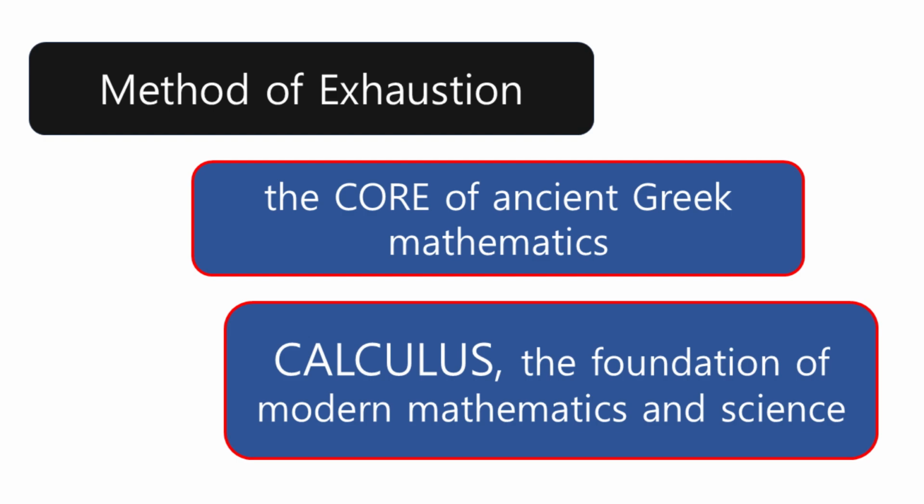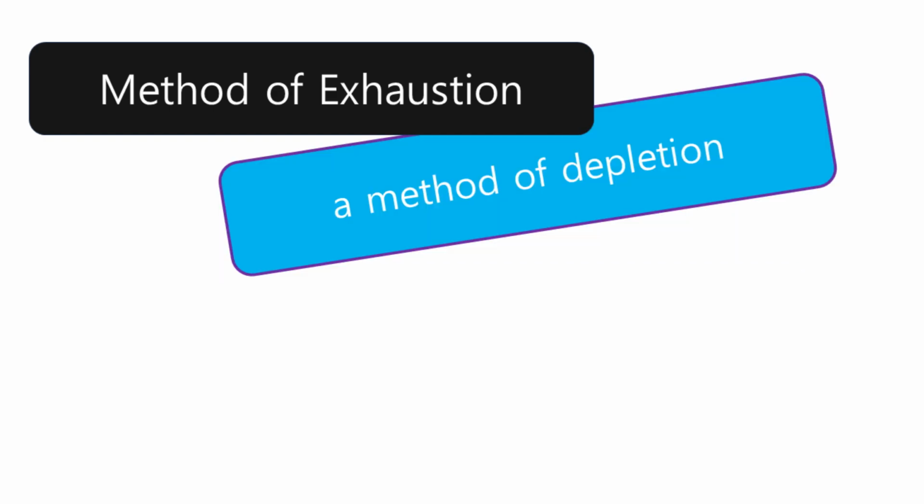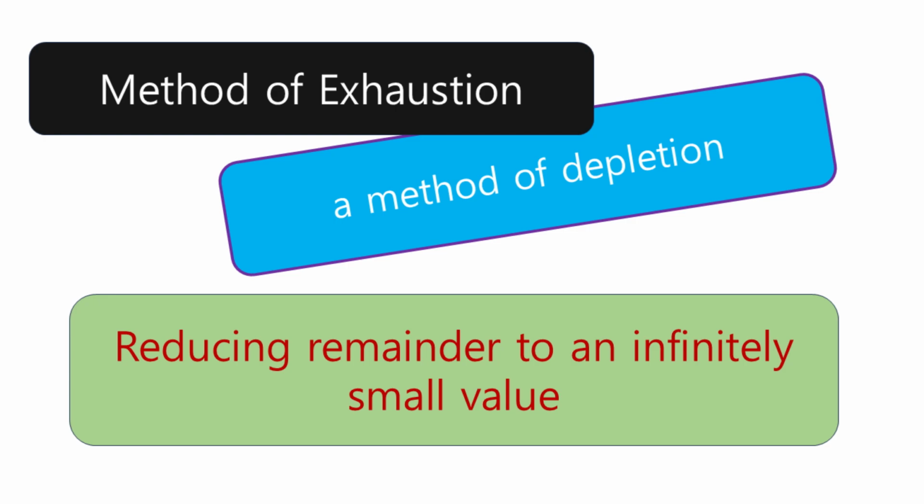Let us briefly introduce the method of exhaustion. The term itself means a method of depletion, which suggests that when attempting to measure a certain quantity precisely, if there is always a remaining amount no matter how finely it is measured, the method entails progressively reducing this remainder to an infinitely small value. Since this is a complex topic, it is challenging to present it clearly. However, there is another important concept that must be discussed, which will be introduced alongside it.